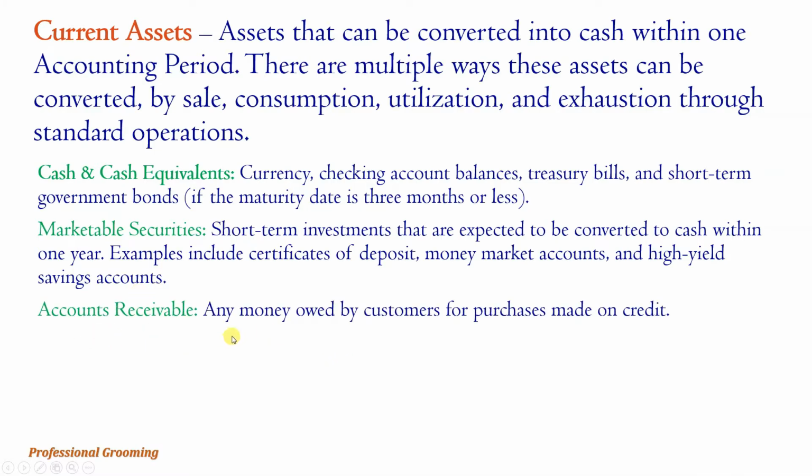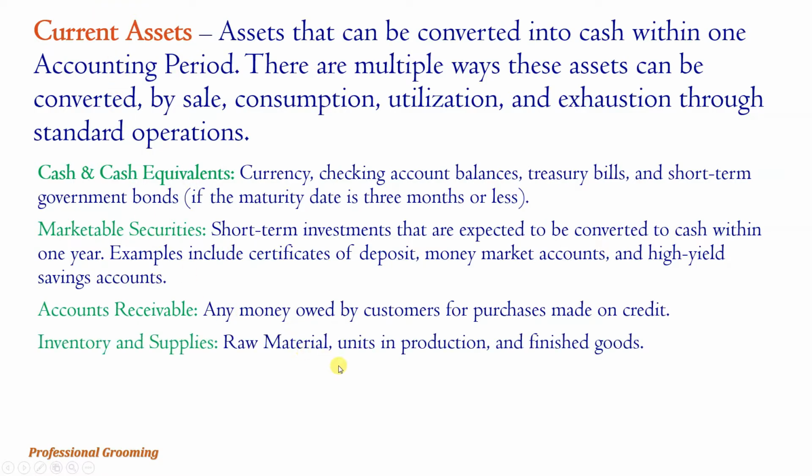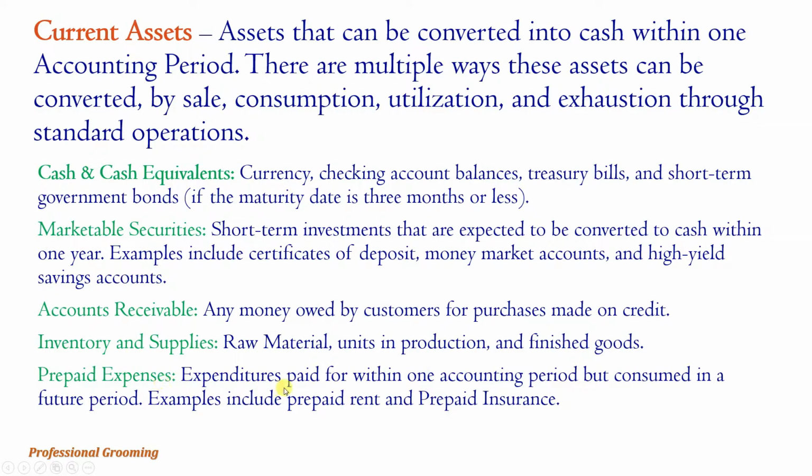The next is accounts receivable, any money owed by customers for purchases made on credit. We are selling goods on credit, so those are our accounts receivable, under the current assets. Inventory and supplies: raw material, units in production and finished goods are all our inventory. Prepaid expenses, like expenditures paid for within one accounting period, but we use the benefit in a future period.